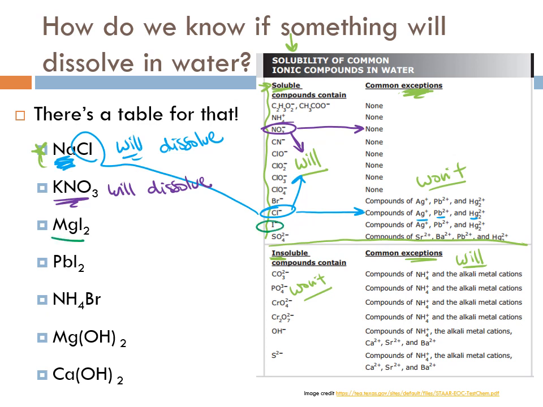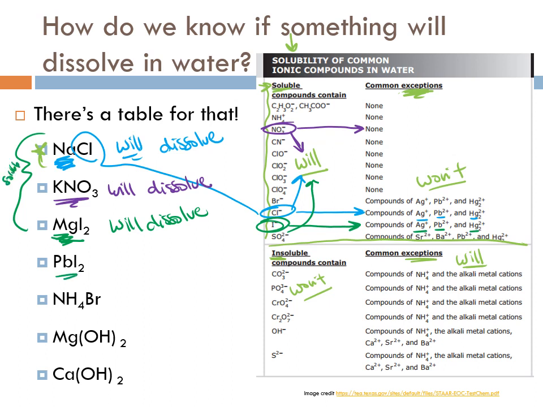How about next up, magnesium iodide? I see iodide is here. So this guy is another will dissolve, except when it's with silver or lead or mercury. This is not silver or lead or mercury, so it is another will dissolve. So these guys I would all describe as soluble because they will dissolve.